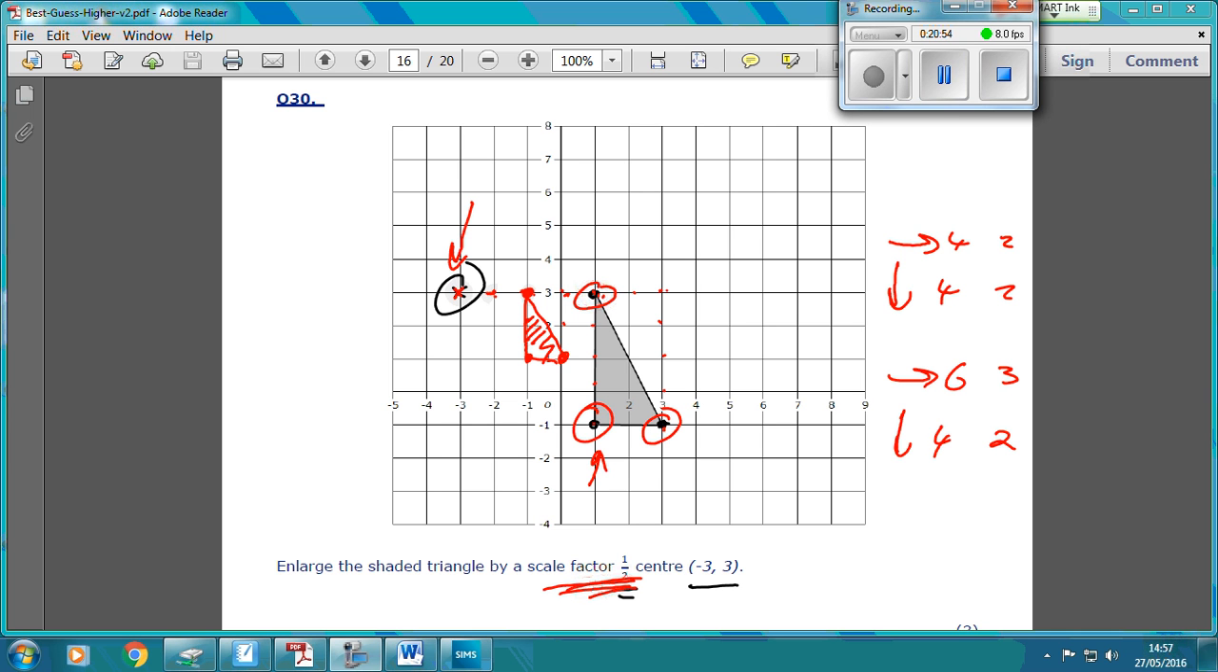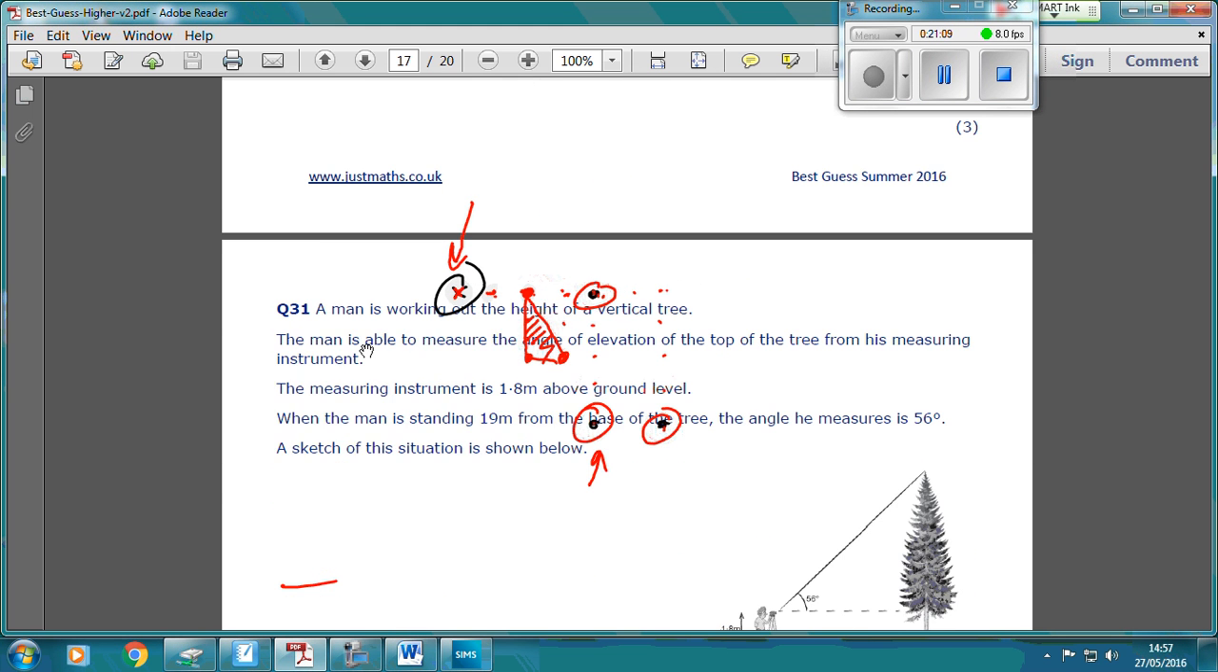So again, another reason that people don't get this right is because they assume enlarge means to make bigger, but enlarge can actually mean make smaller. Enlarge just means change the size of the shape. Okay, so that's question 30 done.